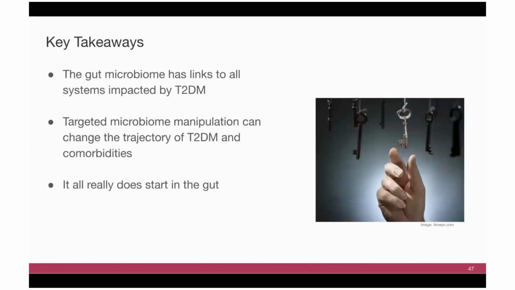So let's take a moment to look at some of these key high-level takeaways. The gut microbiome and its many, many axes have links to all of the systems that are impacted by type 2 diabetes. Hopefully, you're screening your patients with type 2 diabetes for comorbidities, including depression. And as you've seen, targeted manipulation of the gut microbiome can have positive impacts, not just on type 2 diabetes, but on the many associated comorbidities. And as Hippocrates said 2,500 years ago, it really does all start in the gut.